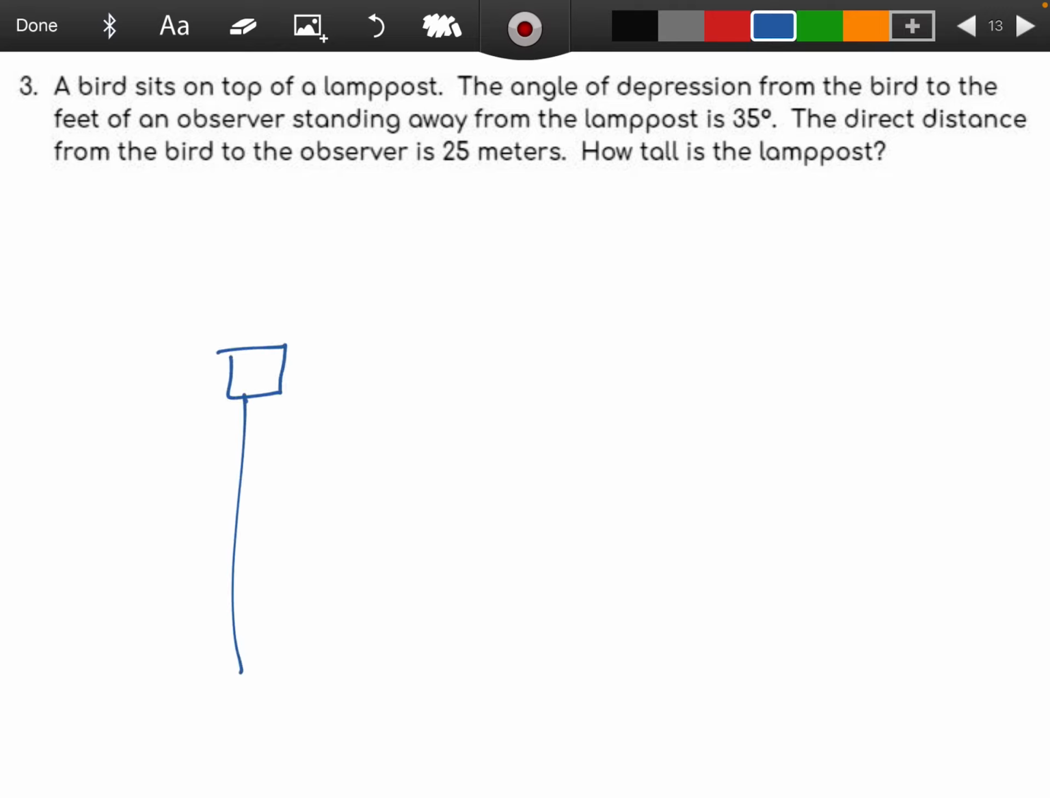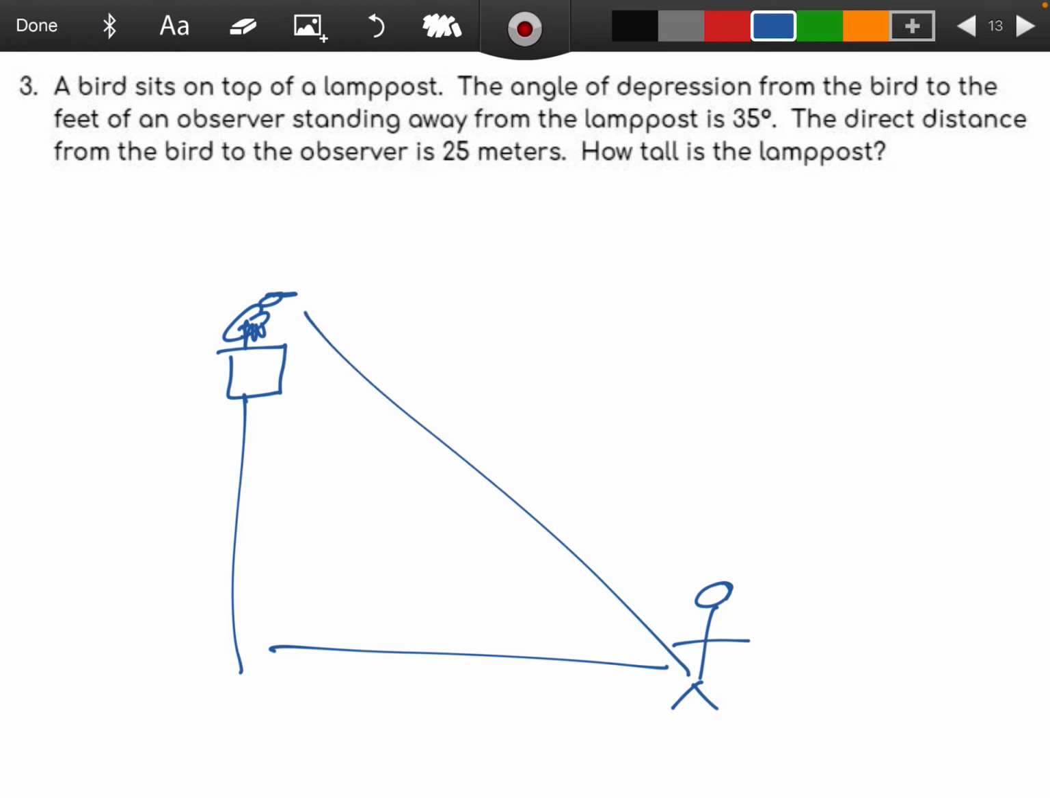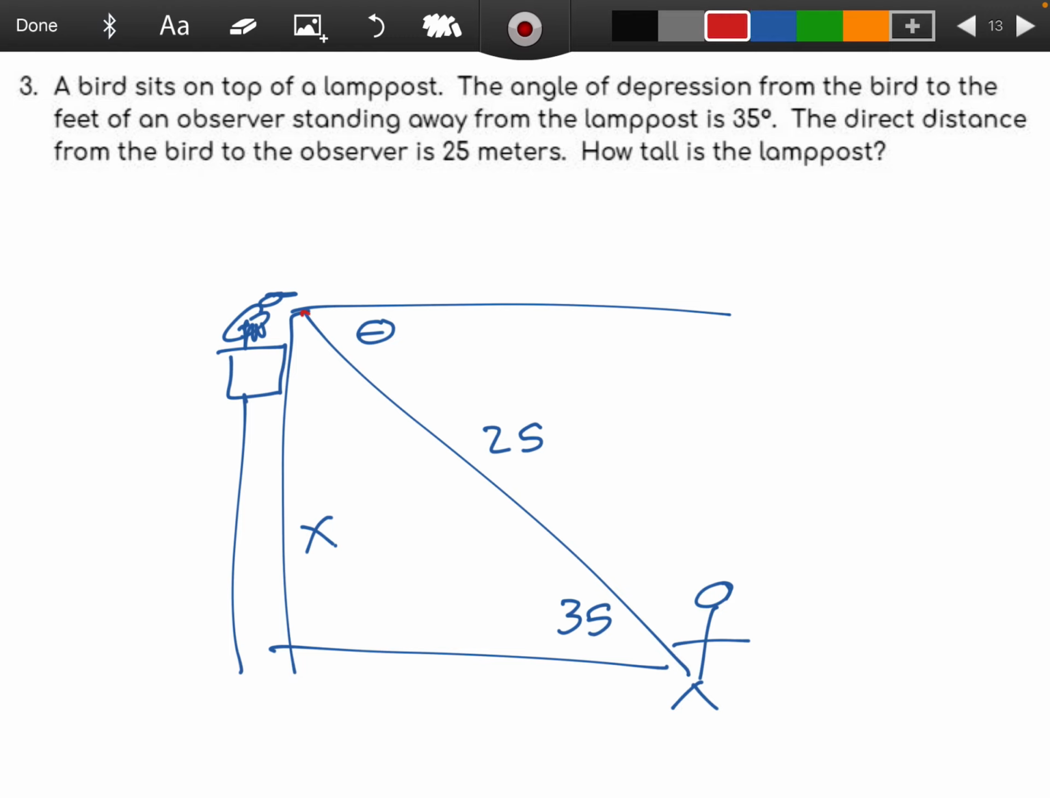Next one, we got a terribly drawn lamppost. Here's our bird. Wings. Beak. There he is. We got an observer this way. Want to know how high it is? From person to bird is 25. It's saying that the angle of depression, which would be this one right here, or this right here. So either one, you get the same, but I'm going to keep it as this piece right there.